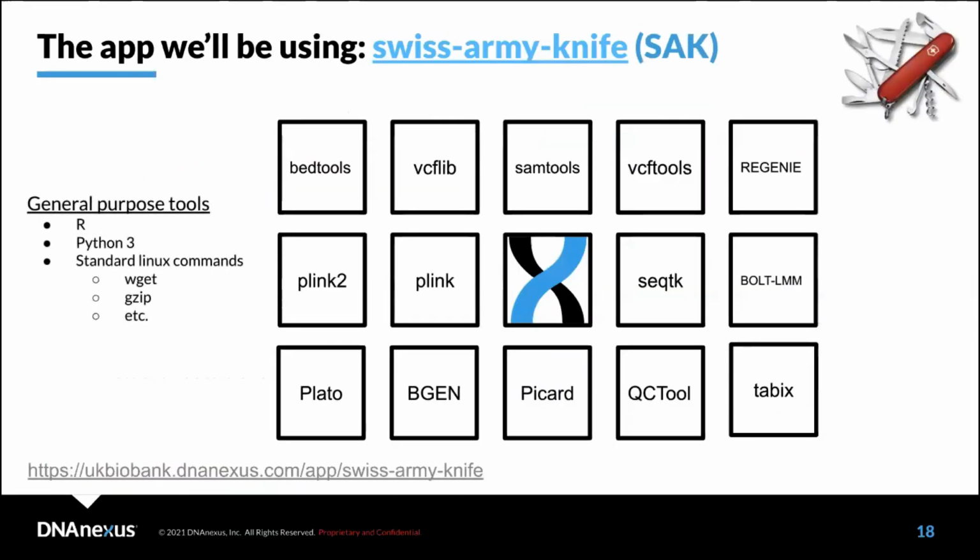And for our example today, we'll be using Swiss Army Knife, which is a generic app that is used for some common bioinformatics operations. So here you can see different tools that it has. It also has some general purpose tools like R, Python, and standard Linux commands. And it uses standard Linux commands because all of our instances are based on Ubuntu. So that's why we can use Linux commands there, and all of the bioinformatics tools that run on Linux. And here you can see the documentation page for Swiss Army Knife. The only thing is that you need to be logged into RAP in order to access this.